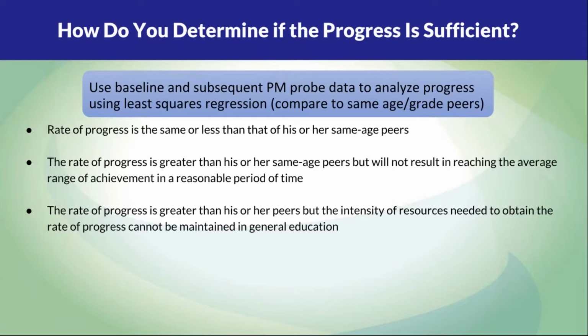The second way that a person can meet this criteria is if the rate of progress is greater than the same age peers, but is not going to result in reaching the average range of achievement in a reasonable period of time, right?